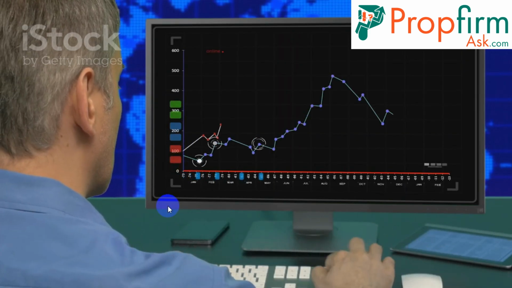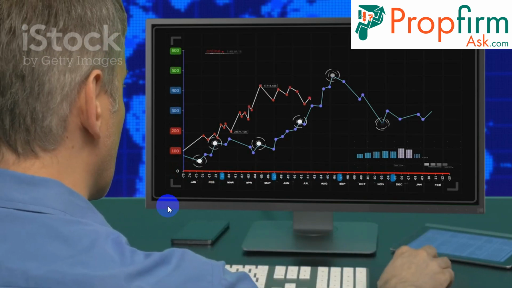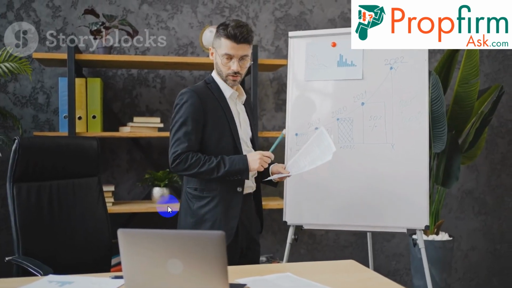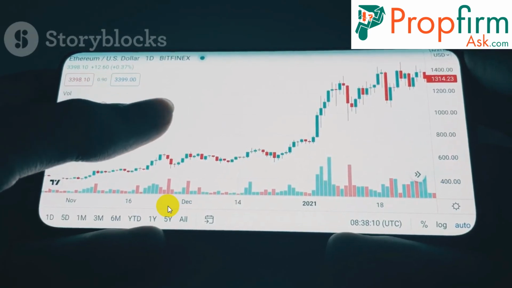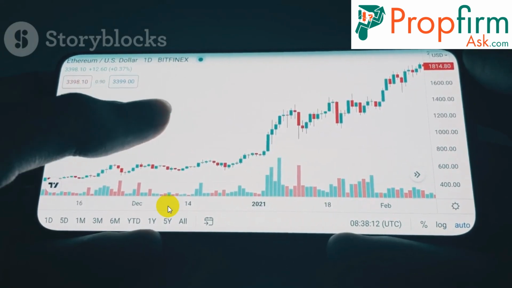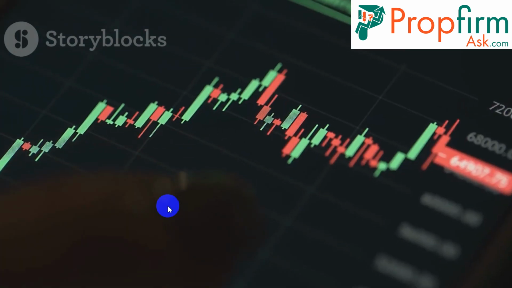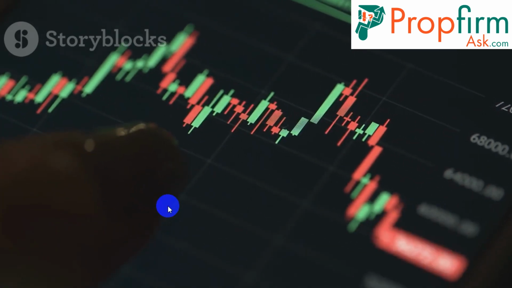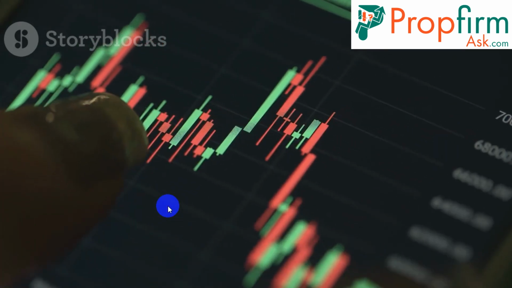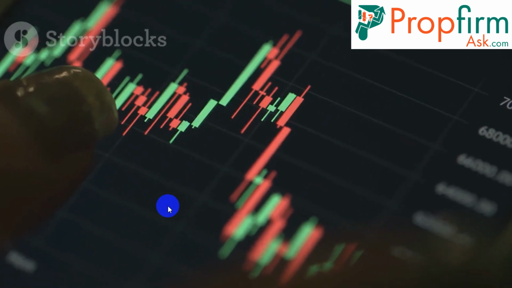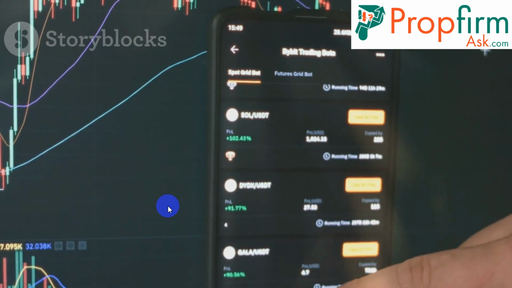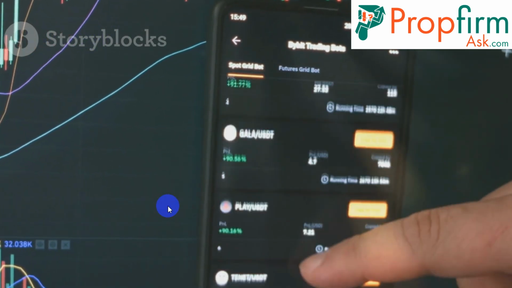Let's start with the first tool, the Stochastic Oscillator. Now don't worry, this isn't some complicated formula. It's a momentum indicator that compares the current closing price to the price range over a certain period. You'll see two lines on the chart. The red line is called %K and the blue one is %D. When both of these lines are below 20, that tells us the market is oversold.